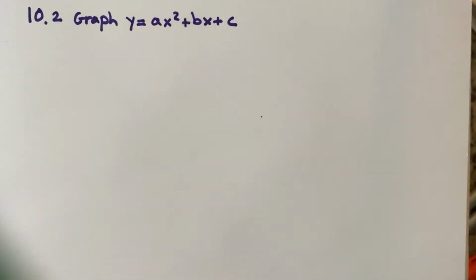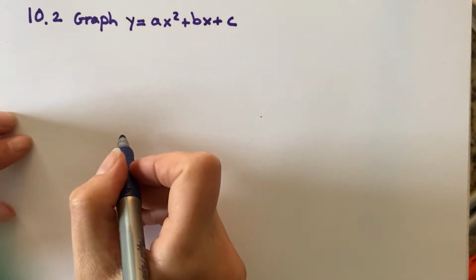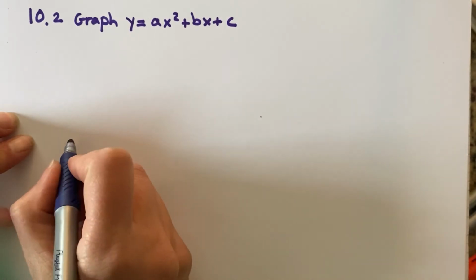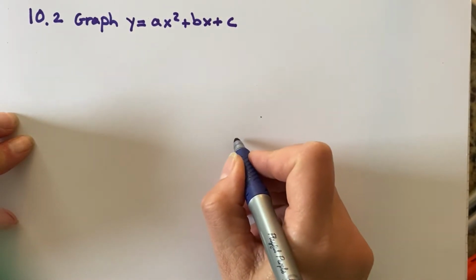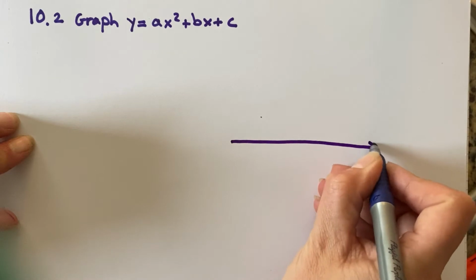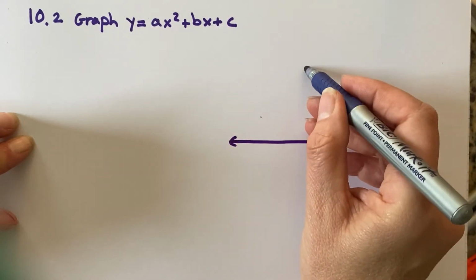Let's look at lesson 10.2, graphing ax squared plus bx plus c. We're going to look at all the pieces now and how they play together. Again, I'm going to draw over here my parabola.